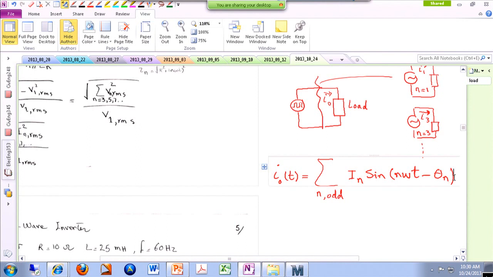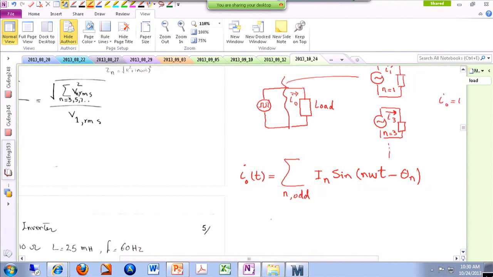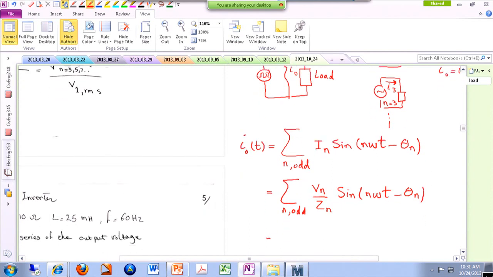I know In is Vn over Zn sine of n omega t minus theta n. And I'm going to define theta. And I also know what Vn is. Vn is the amplitude of the nth harmonic of the output voltage. It turns out to be 4Vn over n pi.